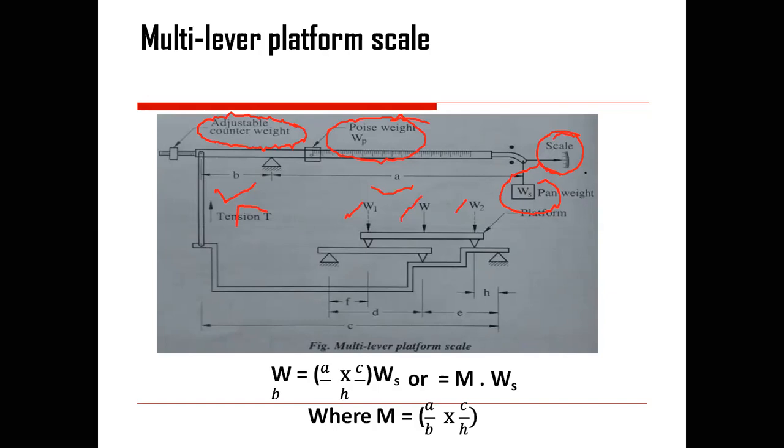C is the total distance if you try to observe, and H is nothing but the moment, that is this H. We are not considering F, D and all those things for the multilever, but with all these above mentioned parameters, depending upon the variation, you can easily determine the weight WB. WB is the weight which is supposed to be measured, or the unknown weight that has been reflected.